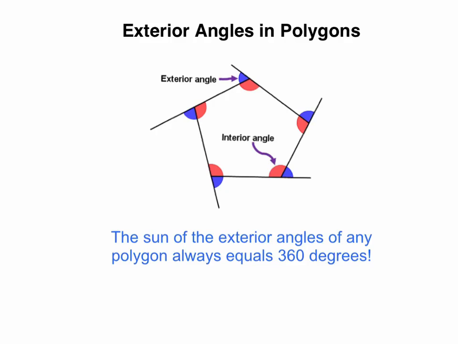And that's going to be very helpful, because when we work with shapes with many sides, we often won't know right away what the sum of the interior angles equals, but we will always know that the exterior angles add up to 360 degrees.